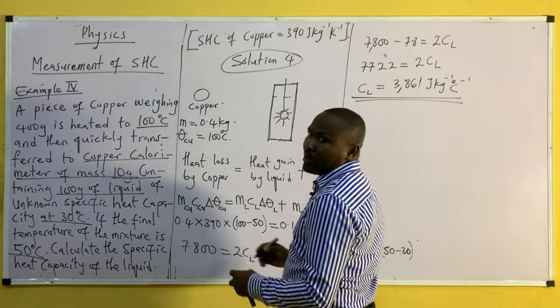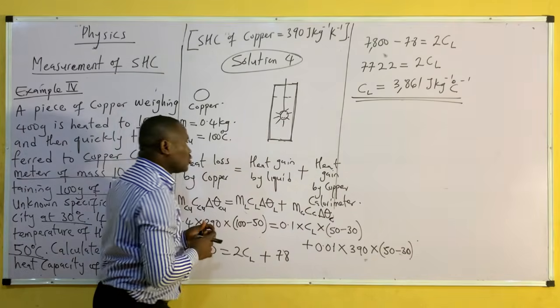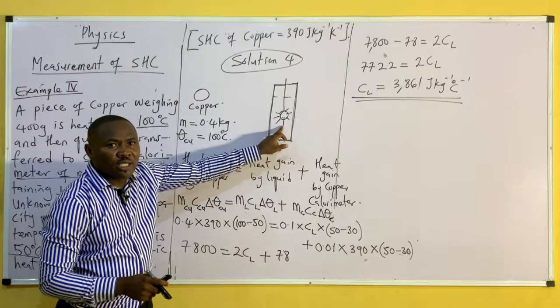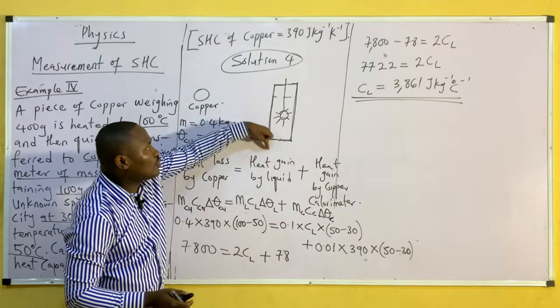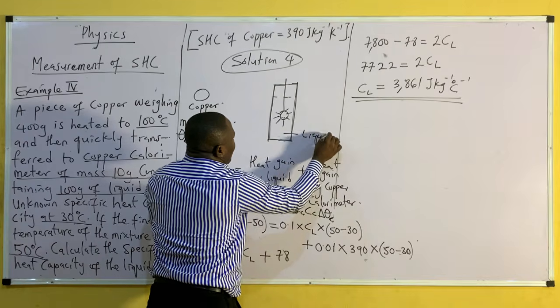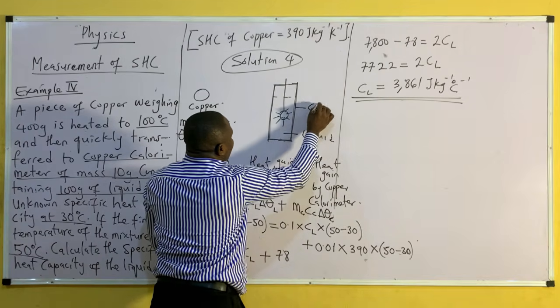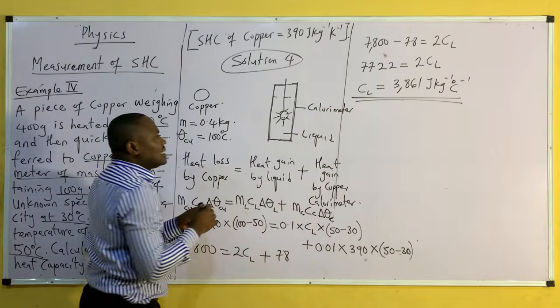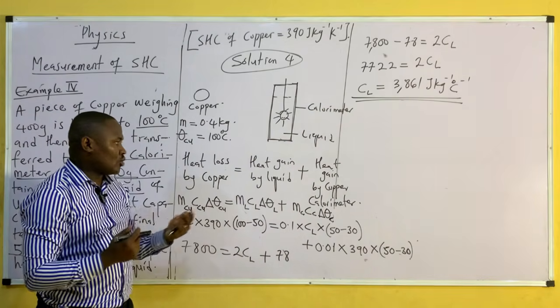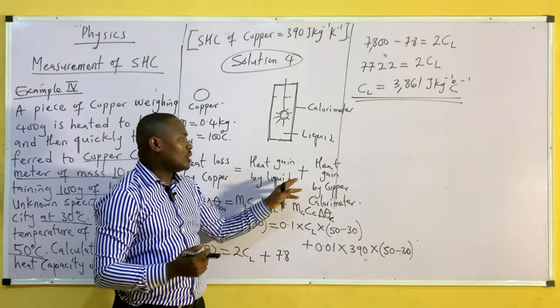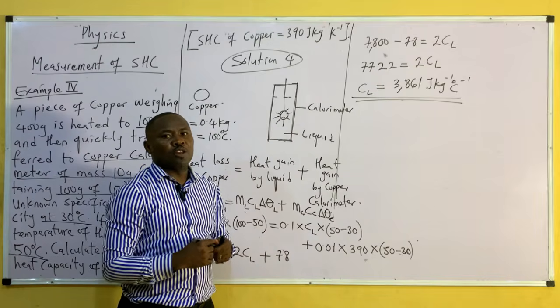Now remember how I solved it. I had to know that copper is losing heat, the liquid inside is gaining heat, and the calorimeter also. Now this is the liquid and this is the calorimeter. The calorimeter and the liquid are gaining heat. So heat lost by the copper is equal to heat gained by the liquid plus heat gained by the calorimeter.